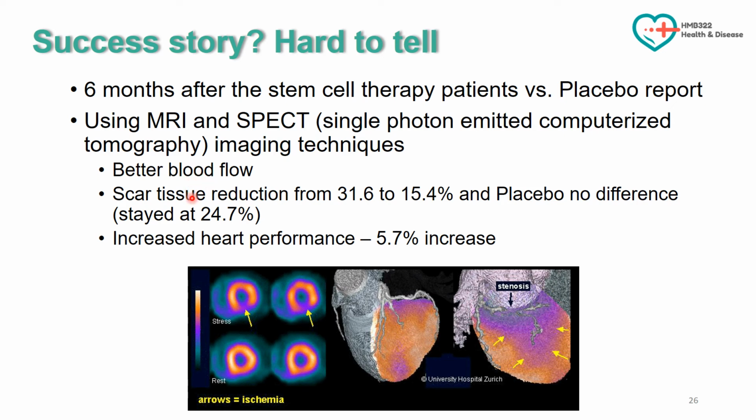The scar tissue was reduced after 6 months from 31.6% to 15.4%, so roughly half of what it was. And if you did not receive reprogrammed adipose tissue that would be in the cardiomyogenic line, there was no difference in the size of the scar tissue. It stayed the same after 6 months, at about 24%. And there was an increase in heart performance as well, by about 6%. Might sound like a minimal increase, but for someone who has a compromised heart, that increase is important.